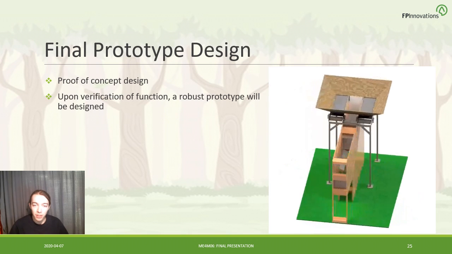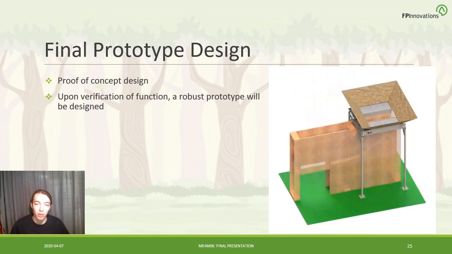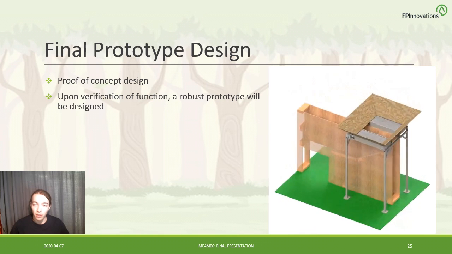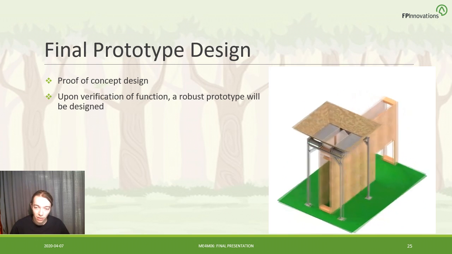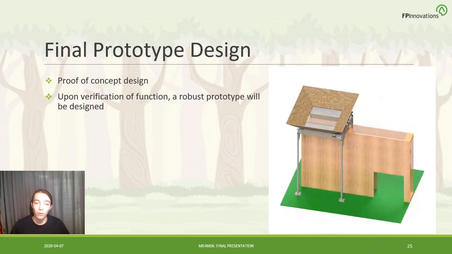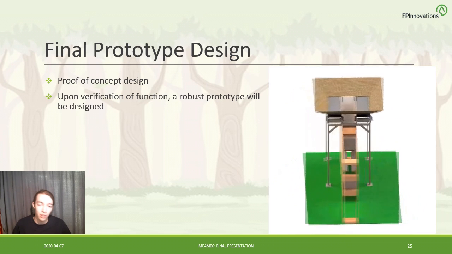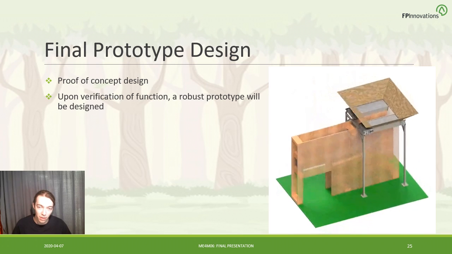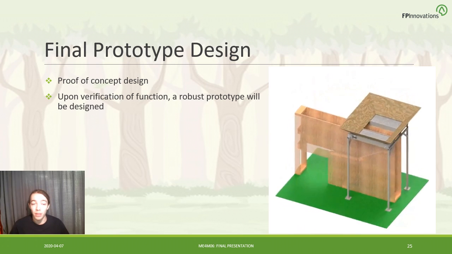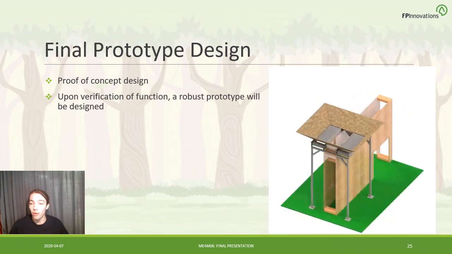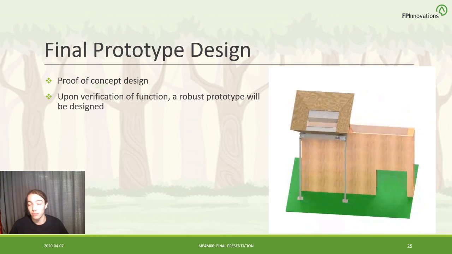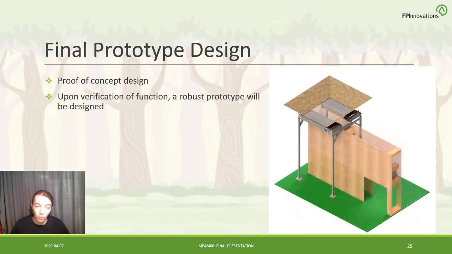Now, after putting all these components together, you can see we came up with our final prototype design. Now, keeping in mind that this was a very cost-effective model that was constructed of cheap materials such as wood in order to be a proof of concept design, this wouldn't be the model that would be used by FP Innovations up north. They would require a much more robust model using weather-resistant materials. However, upon verification of the system's effectiveness, a more robust prototype would then be designed and hopefully built.